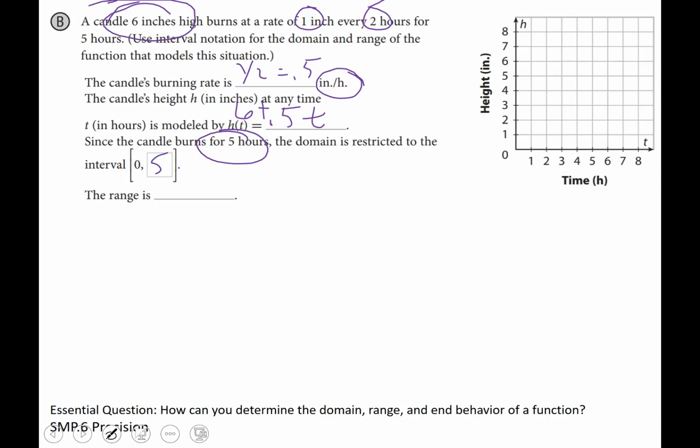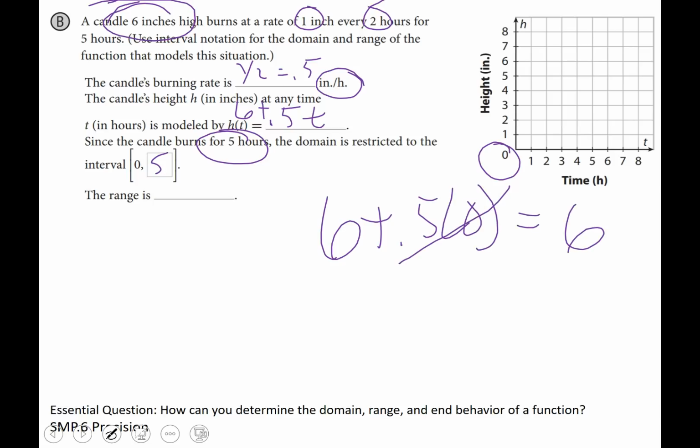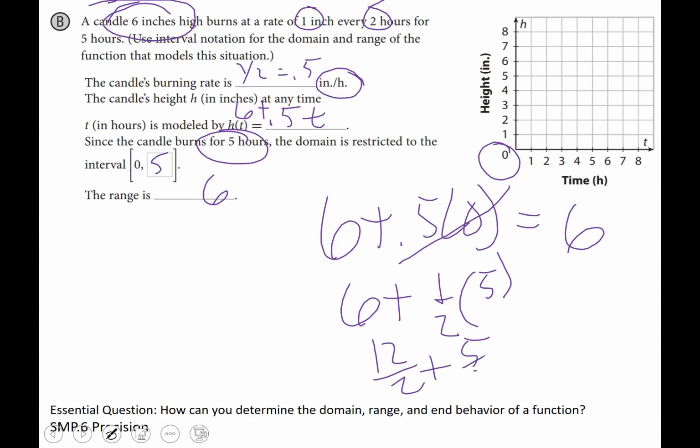So if I start at 0, and I plug a 0 into that, 6 plus 0.5 times 0, that's going to cross out. I'm just going to have 6. So I know that probably my highest value on the graph is 6. Okay, I'm going to put that at the end. And then I'm going to do 6 plus 0.5, which is the same as 1/2, and then my end time is 5. Well, that's not so pretty. Let's see, if we do the 6 in halves, that's 6 times 2 is 12 halves plus 5 halves.